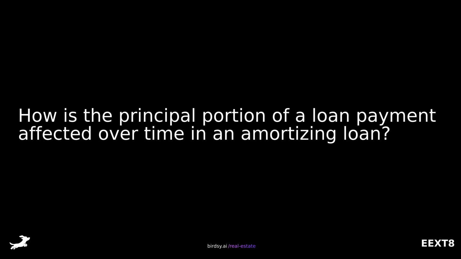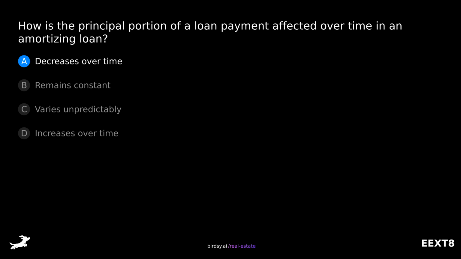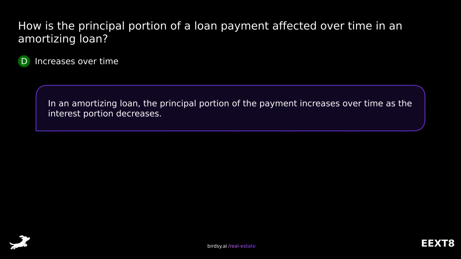How is the principal portion of a loan payment affected over time in an amortizing loan? Is it A, decreases over time, B, remains constant, C, varies unpredictably, or D, increases over time? The correct answer is D, increases over time. In an amortizing loan, the principal portion of the payment increases over time as the interest portion decreases.